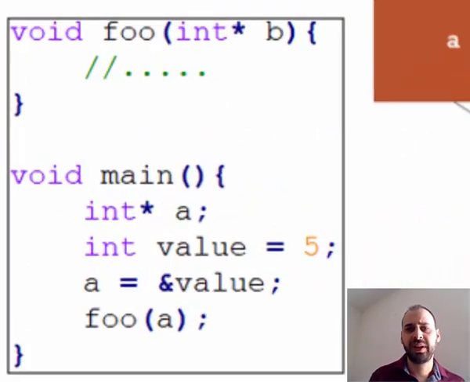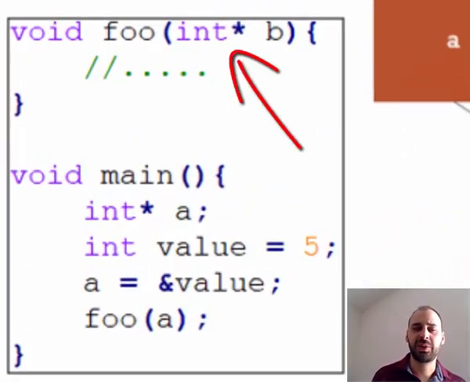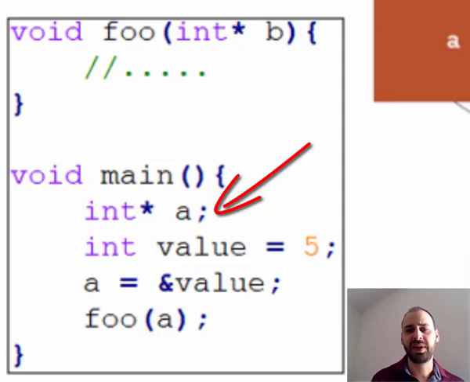Notice that B is an integer pointer. It means that if we go to the address that's stored in B, it's an integer, the value that's going to be stored there. And what we see here is that both B, which is an integer pointer, and A, which is an integer pointer, point to the same memory location.